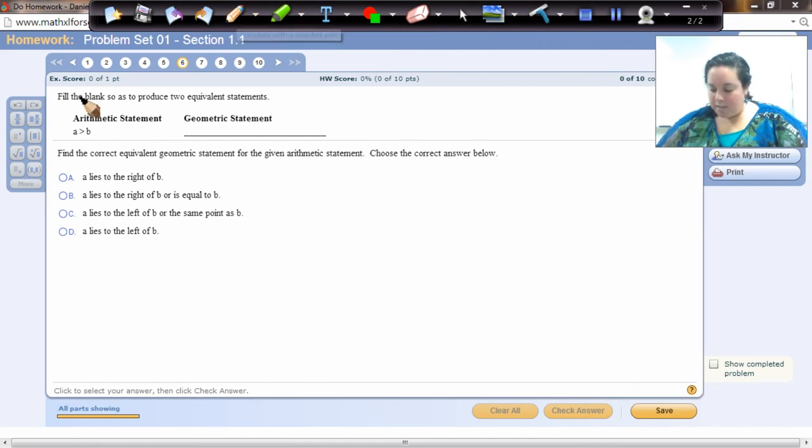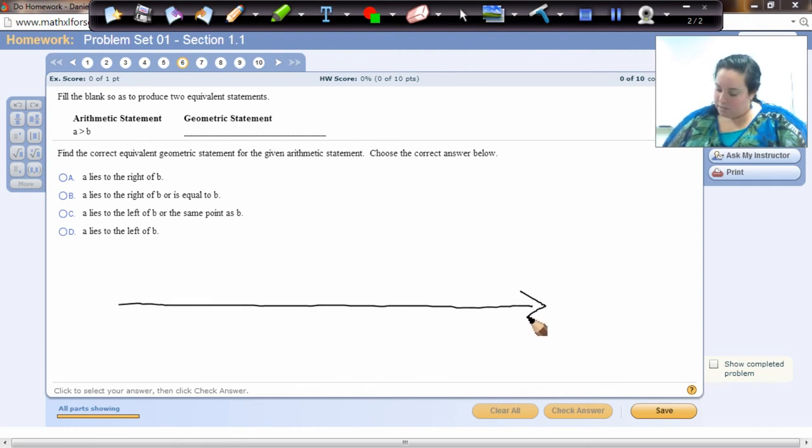Okay, fill the blank so as to produce two equivalent statements. We want the arithmetic statement, A is greater than B, and we want the same thing as a geometric statement. Okay, so geometric, think visual. So visually, what is this saying? A is greater than B. So we would be talking about a number line. Remember on a number line, we have 0, positive numbers 1, 2, 3, negative numbers -1, -2, -3, something like that.